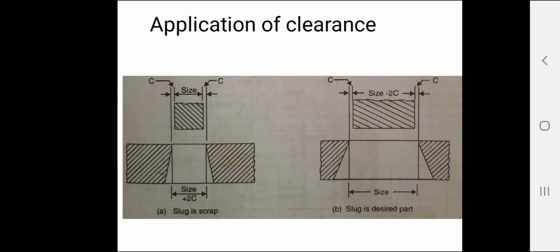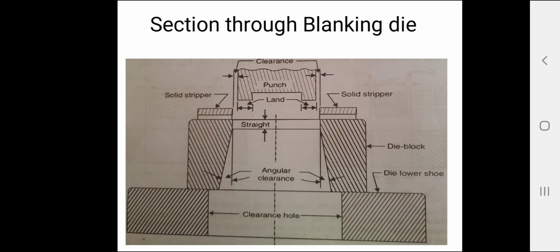where the slug or blank is the desired part, it has to be held to size. The die opening size equals the blank size, and the punch size is obtained by subtracting the clearance from the die opening size. So this figure shows the slug is a scrap here, and here the slug is a desired part. Okay, this is about clearance. It depends upon the type of operation again, either punching or blanking.